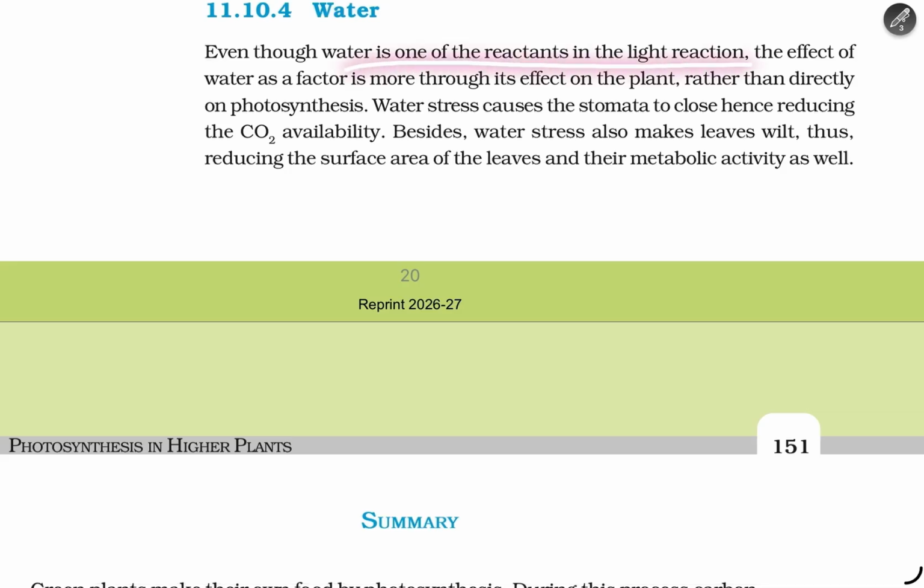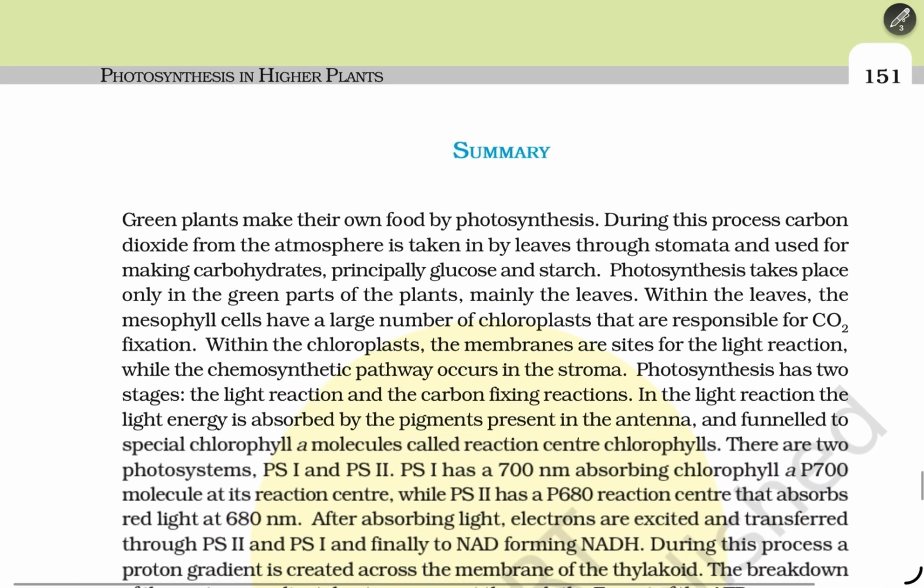Even though water is one of the reactants in the light reactions, the effect of water as a factor is more through its effect on the plant rather than directly on photosynthesis. Water stress causes stomata to close, hence reducing CO2 availability. Besides, water stress also causes leaves to wilt, thus reducing the surface area of the leaves and the metabolic activity as well.